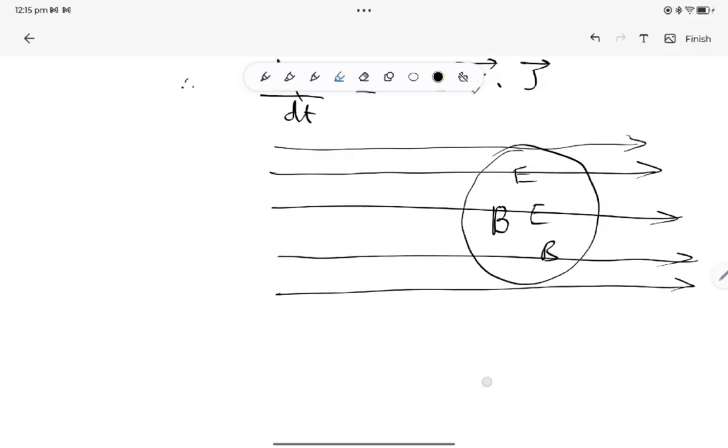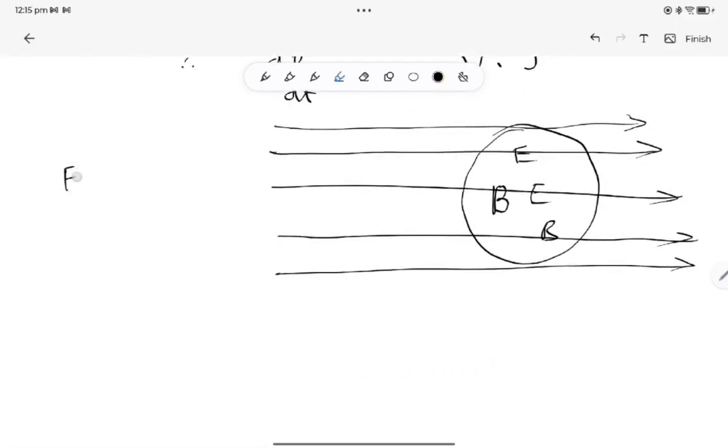Now, electric and magnetic fields are places where energy is stored. Electric field or magnetic field both contain energy. Now we want to know how much, and we also want to know what happens to that energy which is contained within this volume.